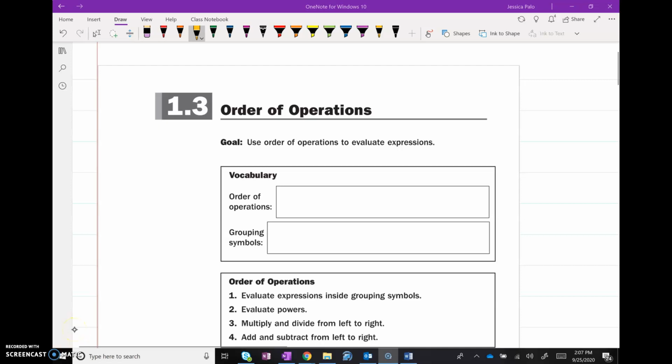This is Pre-Algebra Chapter 1, Lesson 3, Order of Operations. Today you will be able to use the order of operations to evaluate expressions. The vocabulary word is order of operations.